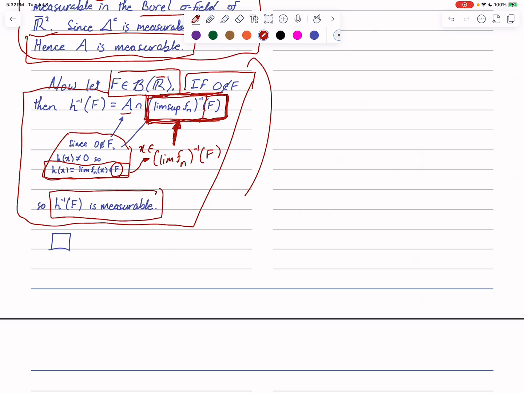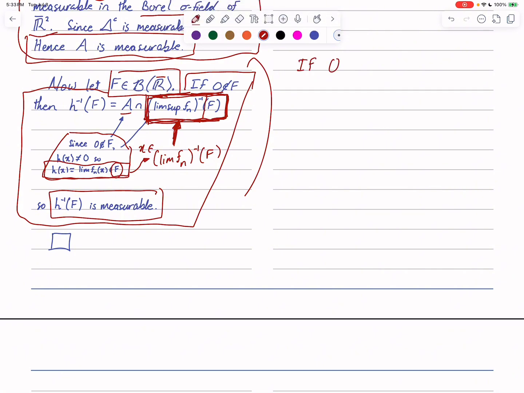Therefore, the upshot from here is that, or sorry, we're not yet at the upshot. But we have shown that under the assumption that 0 is not in F, we get a measurable set. Now we have to further show what happens if 0 is an element of F. So let's consider that case over here.